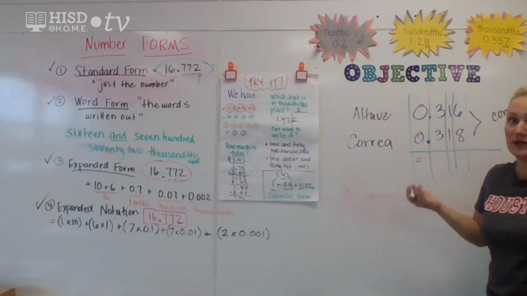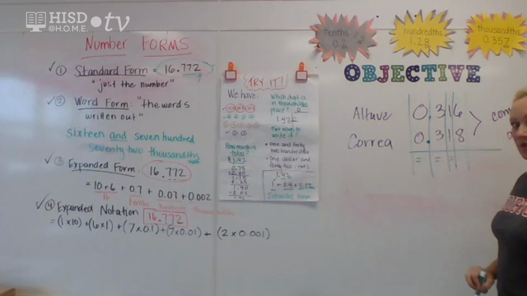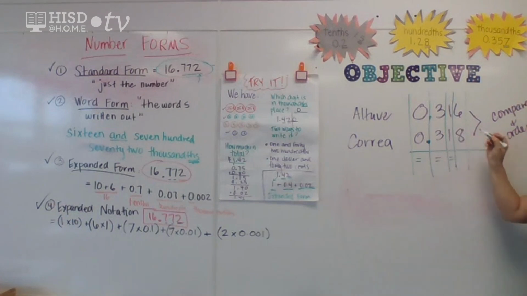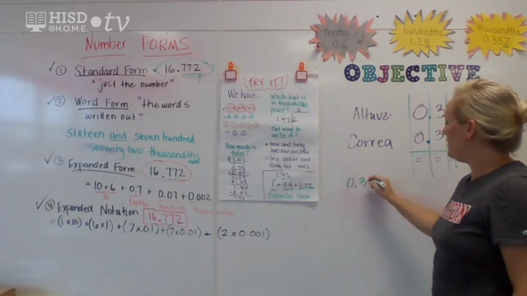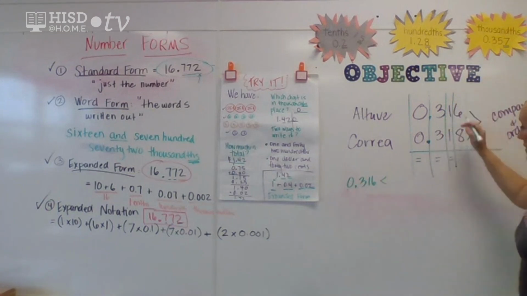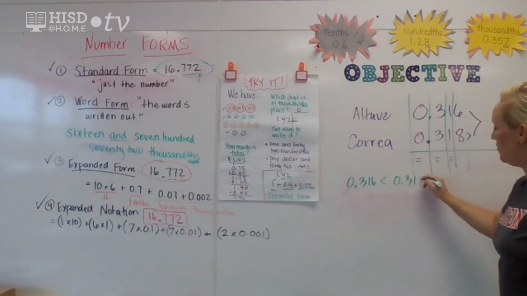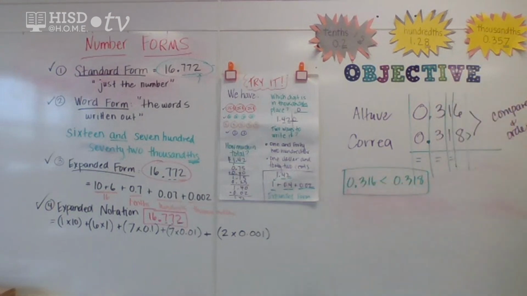So I still can't compare. I can't tell you which one's bigger yet because I don't know yet. What about the tenths place? Also the same. Hundredths place? Also the same. So I have to go all the way out to the thousandths place to realize that Correa's is larger. So this is greater than. So I can say, when I write my number sentence, that 0.316 is less than, this was a smaller one, 0.318. Okay, that's my comparison statement, like that.